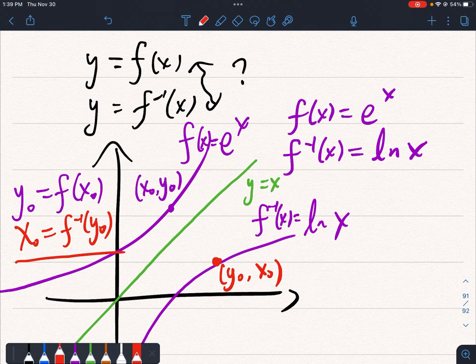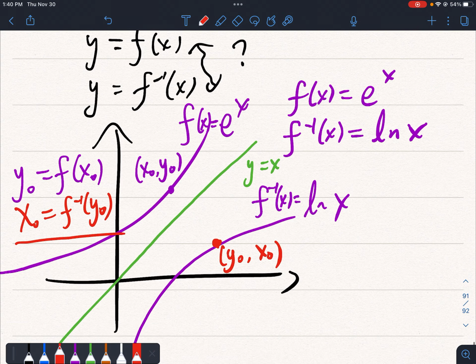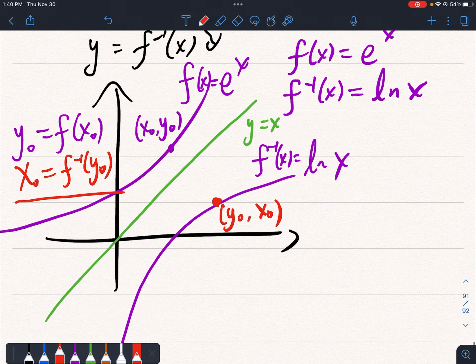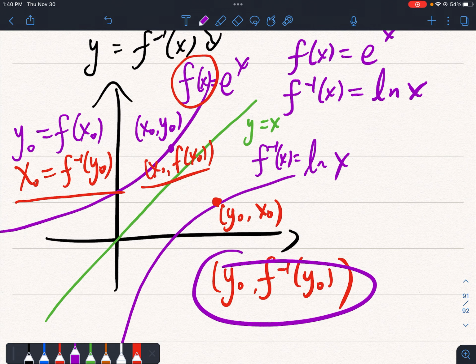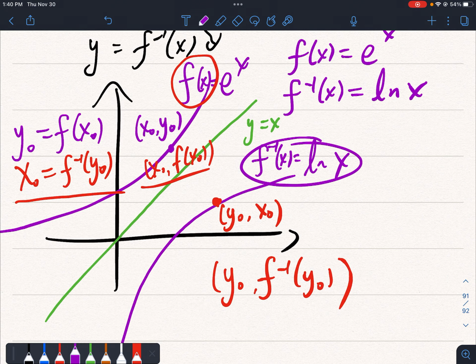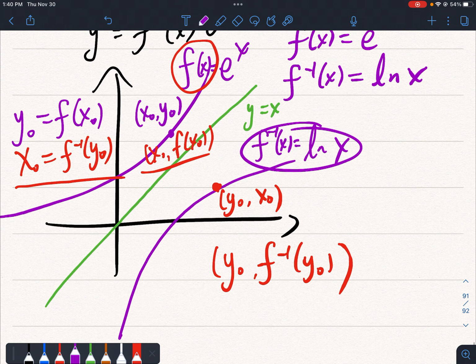But what is this point? This point is nothing else but you just switch x and y. So this becomes y naught and x naught. And the reason why this is also on the graph of f inverse is because this is exactly y naught comma f inverse of y naught. So you can see this is x naught comma f of x naught, which is on the graph of f of x, while this is y naught, f inverse of y naught, which is on the graph of f inverse. And then you can see it just switches, right? You just change x into y, and y into x.